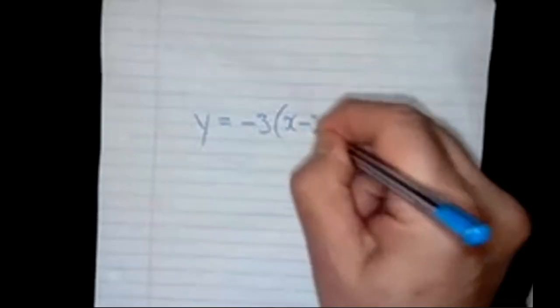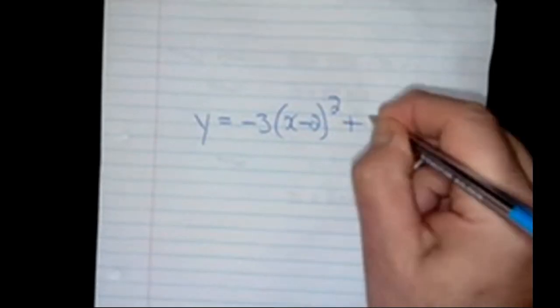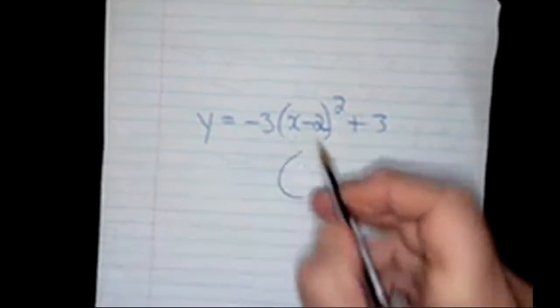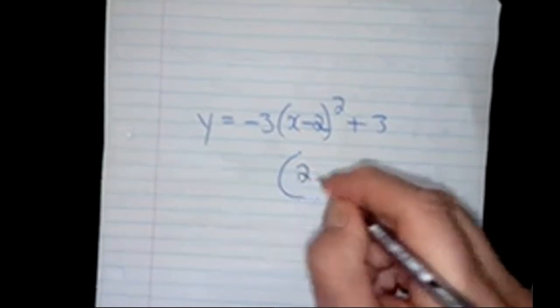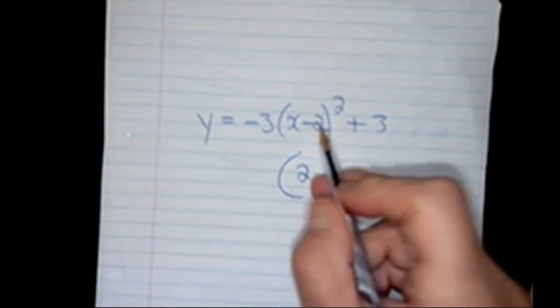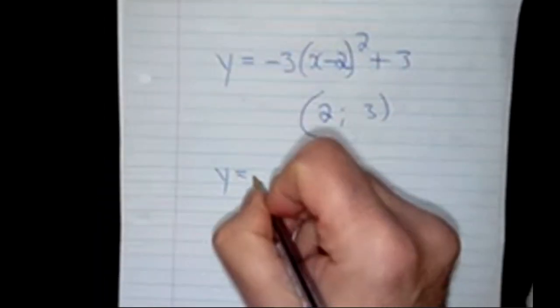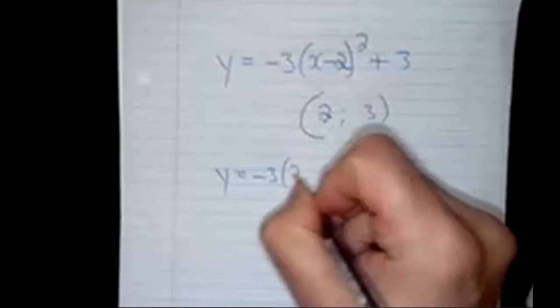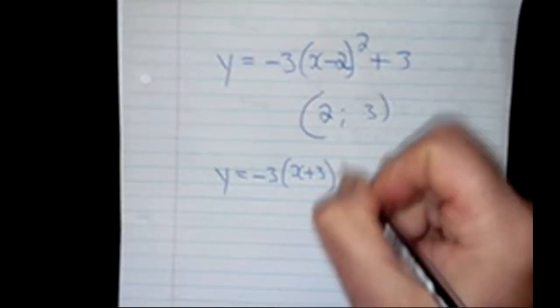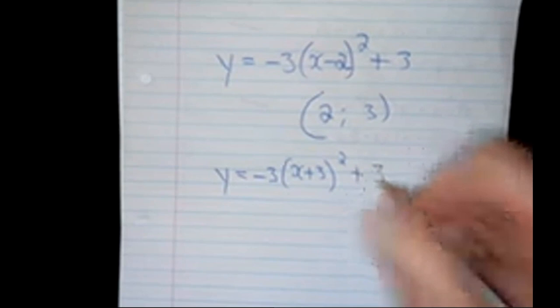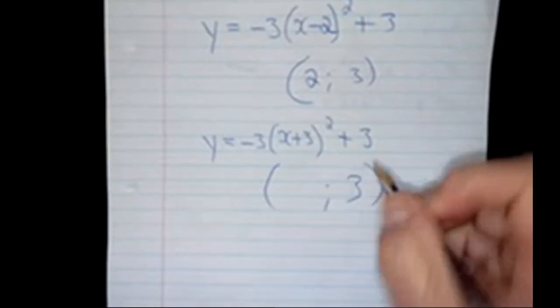If I have that, then what's the turning point? 2. Can you see? 2 must go in there to make that negative. And then all of that falls away, and then 3. If I make that, don't look away, don't look away. If I have it like that, then what's the turning point?